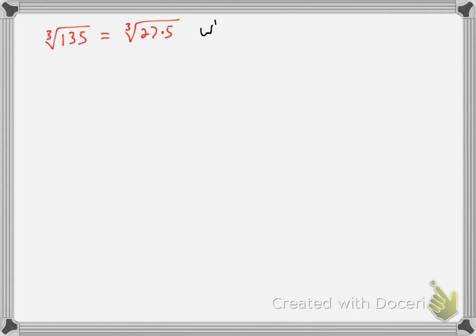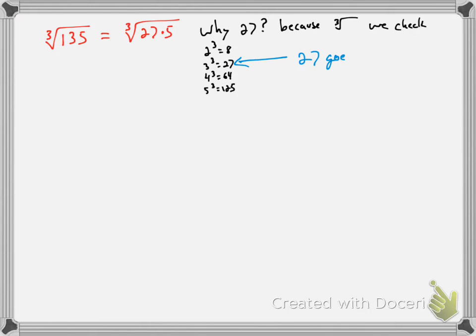Okay, more examples. We see that the 27 goes into 135 5 times. Why do we choose 27? Because it's to the 1/3 power. Okay, again, know those powers. Start working with them. 2 to the 3rd is 8. 3 to the 3rd is 27.